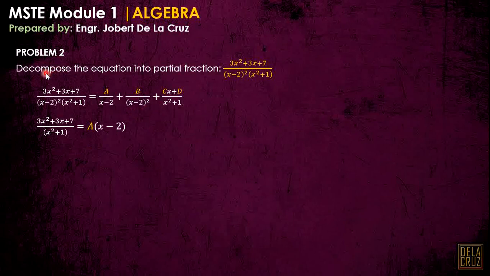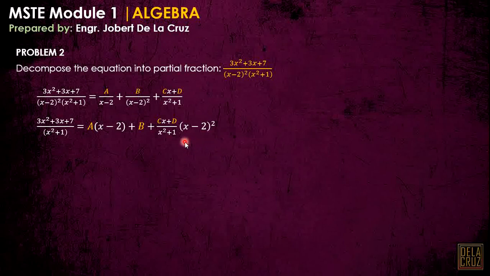Okay, multiply natin by this whole term by x minus 2 squared, the denominator of B. And as you can see, this x minus 2 dito will be cancelled out. Then, a over x minus 2 multiplied by x minus 2 squared, makakancel lang yan and may matitirang isa. Okay, and this one will be free from its denominator, and this one multiplied by x minus 2 squared. Okay? Now, ito na yon.